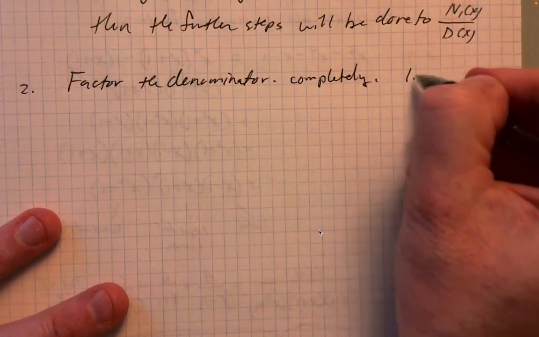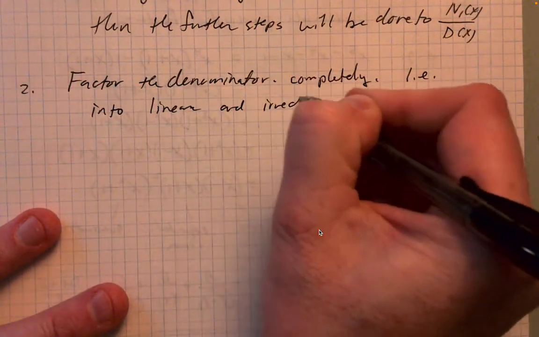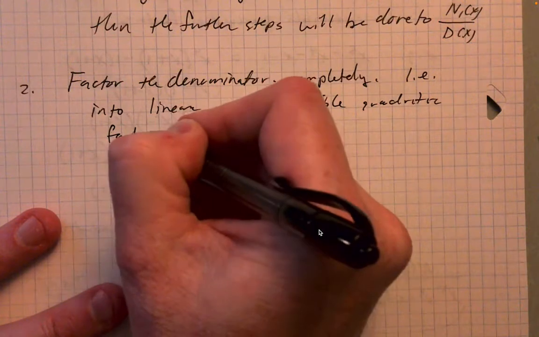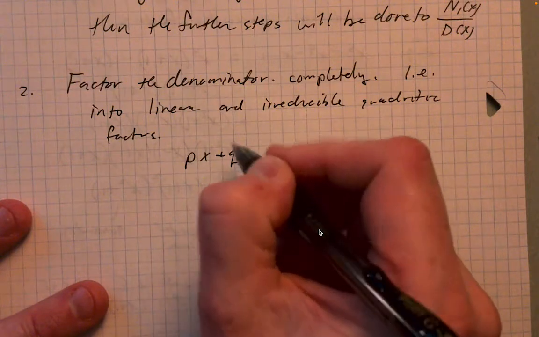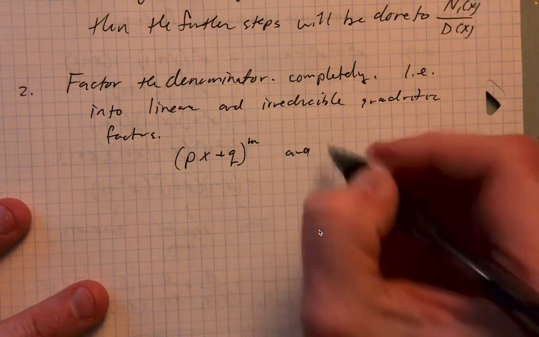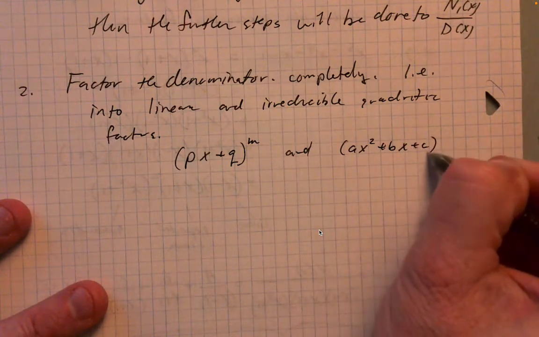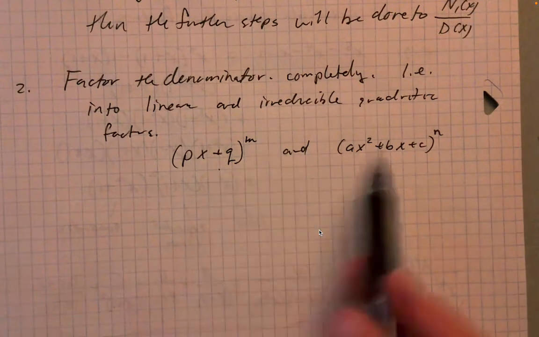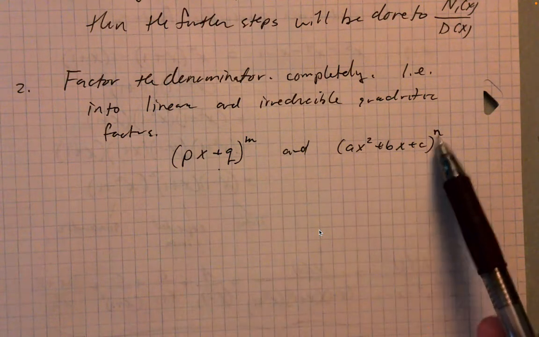So, i.e., into linear and irreducible quadratic factors. And so those will have a form. They'll have the form px plus q raised to the m power, and if they're quadratic, they'll have the form ax squared plus bx plus c to the n power. Okay, so those are the two forms. This is linear, this is quadratic. If it's repeated linear, then m will be 2 or greater. If it's repeated quadratic, then n will be 2 or greater.